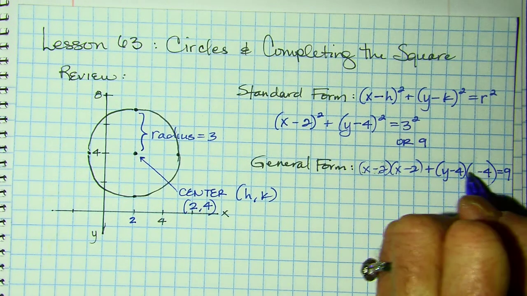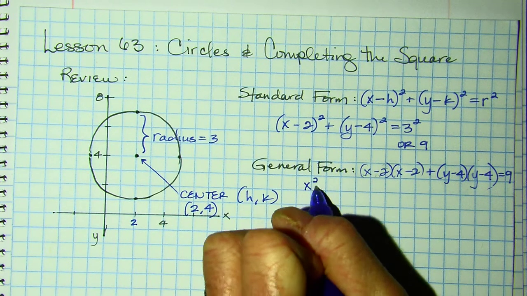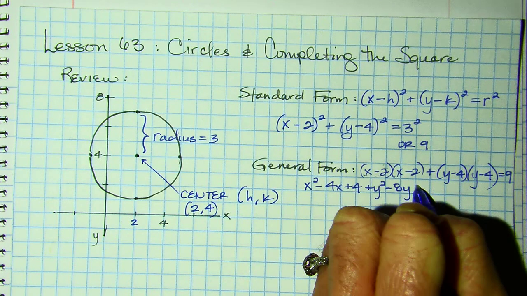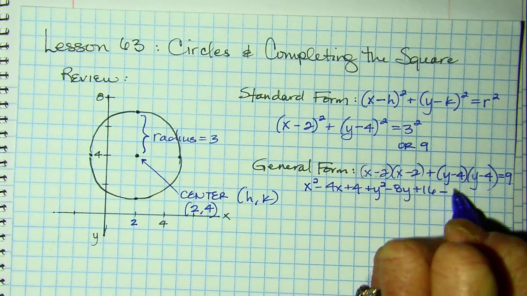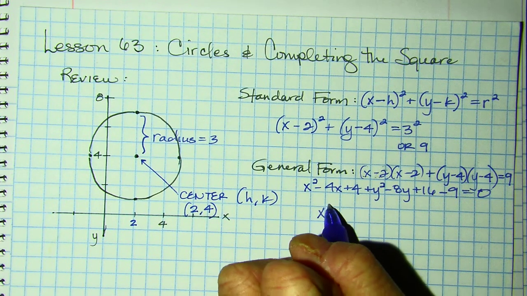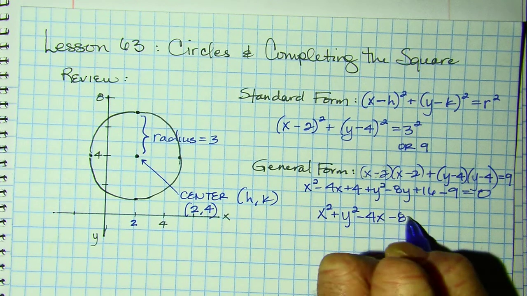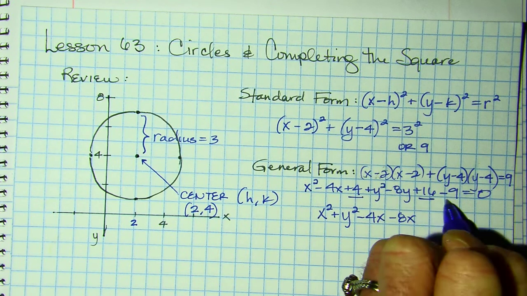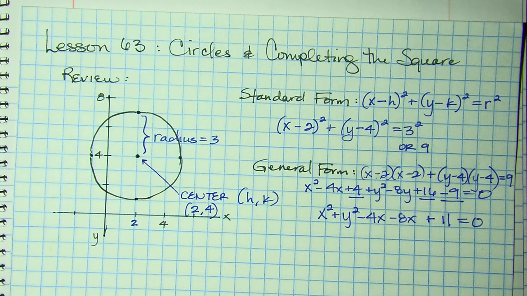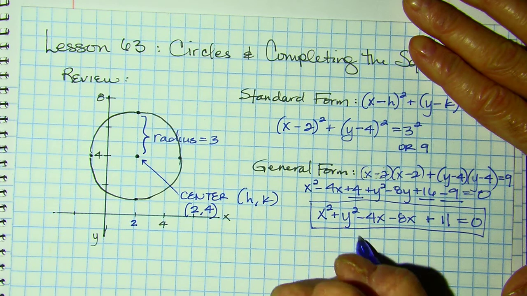So I'm going to go ahead and write this equation in general form. So that would give me x squared minus 4x plus 4 plus y squared minus 8y plus 16. And then I would subtract 9 to equal 0. So I'm going to write my terms in order. So x squared plus y squared minus 4x minus 8y, and then 4 plus 16 minus 9 is 11 equals 0. And so that is how it would be written in general form.